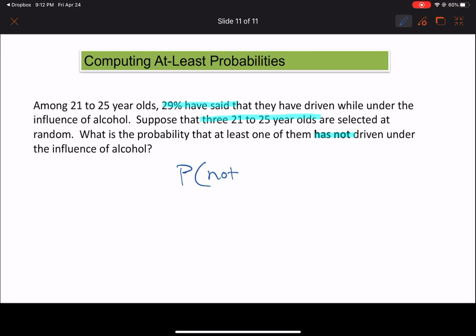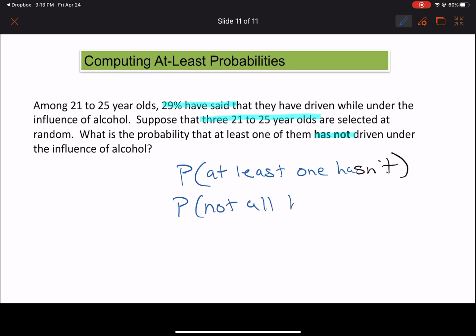Hold on here, I'm going to write this. At least one hasn't. I can't write while I talk, apparently. At least one hasn't is the same thing as the probability not all have. Okay, go ahead and pause this. Try this one on your own, and then come back and we'll talk about it.